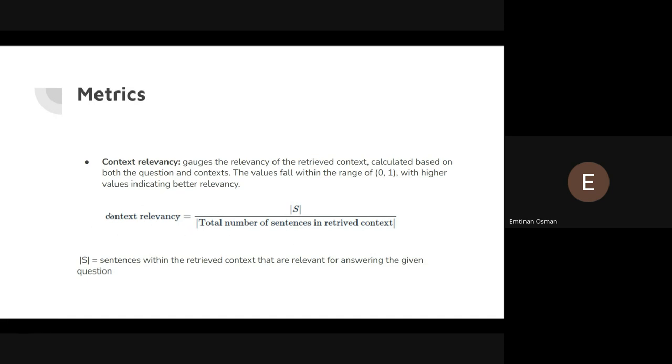For example, this is again RAGAs' formula. The context relevancy is the number of sentences that are relevant to the answer in the given question, divided by the total number of sentences in that retrieved context. Okay, so this is a definition they are using.